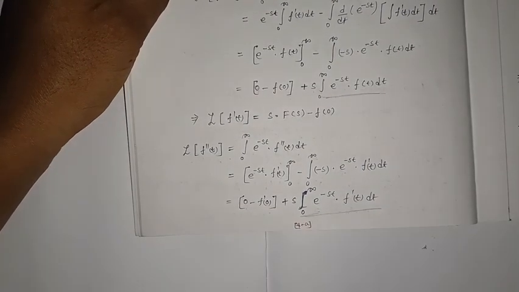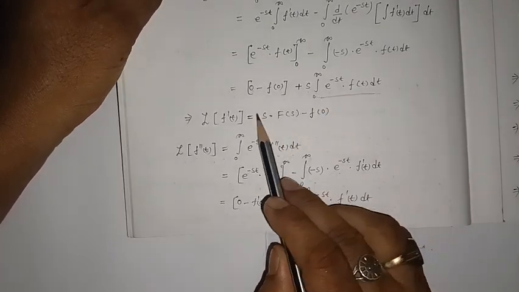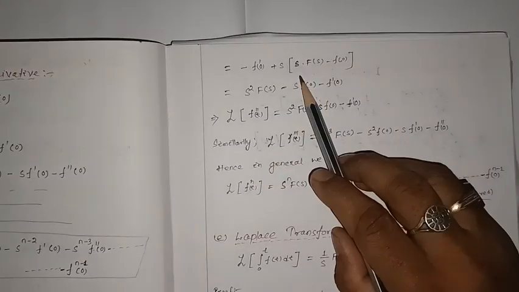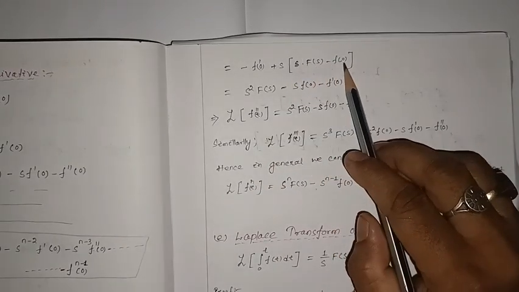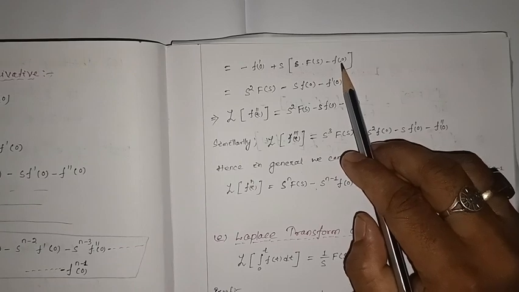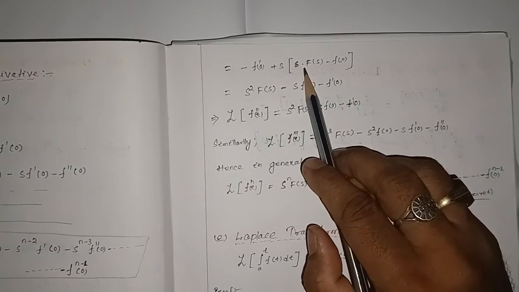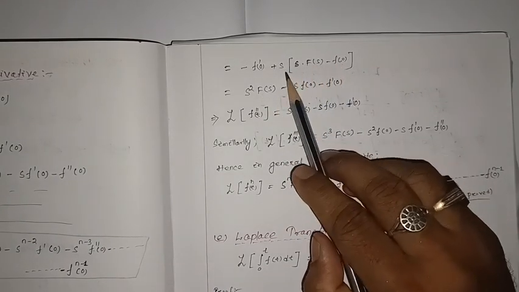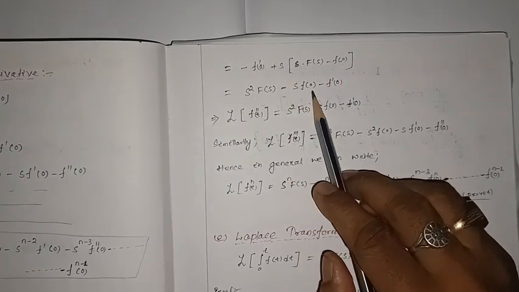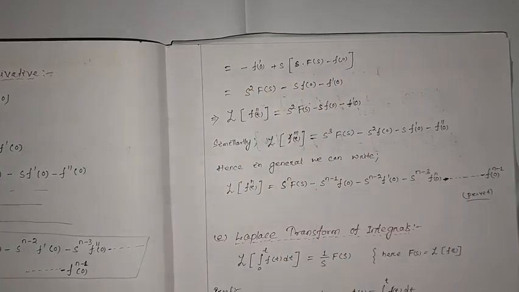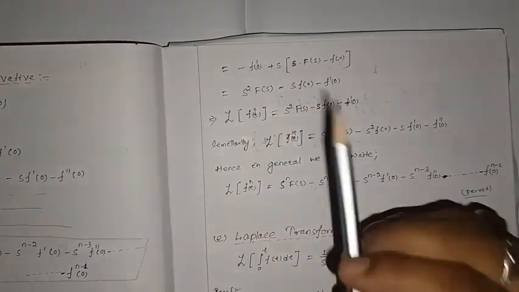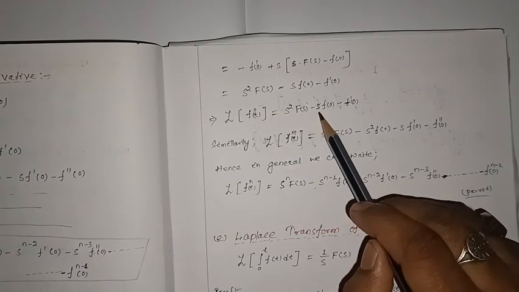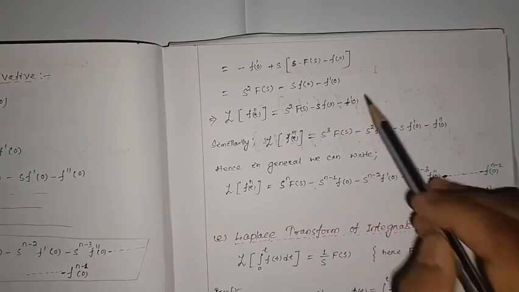Hence what we get is minus f dash 0 plus s times capital F of s minus small f of 0. So this s is multiplied with this one: s square capital F of s minus s f of 0 minus f dash 0. Finally, we found the Laplace transform of the double derivative of f of t equals s square capital F of s minus s f of 0 minus f dash 0.